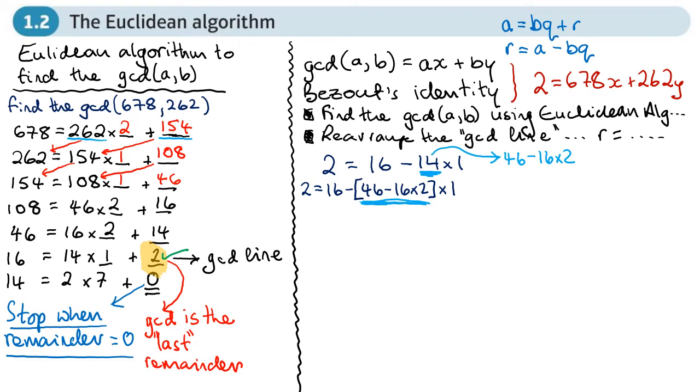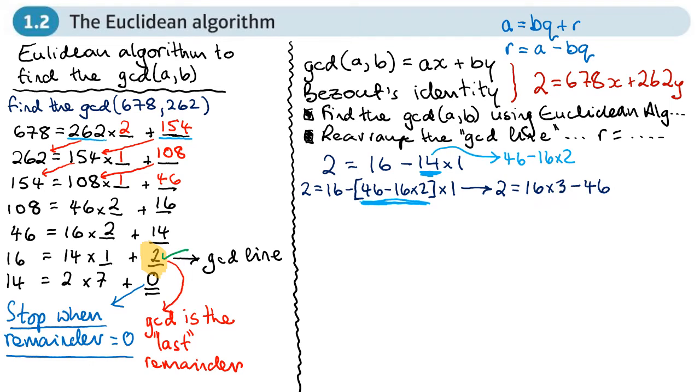Now, before we move on, we're just going to group together the like terms. So I've got a 16 here, and I've got a 16 here. We're going to put them together. If we expand the brackets and simplify that, it will become 16 times 3 minus 46. 16 times 3 because I've got 1 times 16 here, and then the minus makes 2 times 16. So altogether, when expanded and simplified, I get 3 times 16.